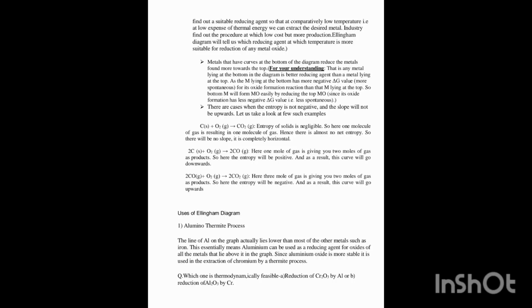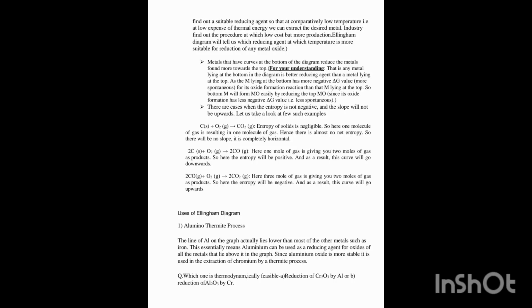Metals that have curves at the bottom of the diagram can reduce the metal oxides found more towards the top. For your understanding, any metal lying at the bottom of the diagram is a better reducing agent than a metal lying at the top, as the metal lying at the bottom has a more negative delta G value for its oxide formation reaction than the metal lying at the top. So the bottom M will form MO easily by reducing the top MO.